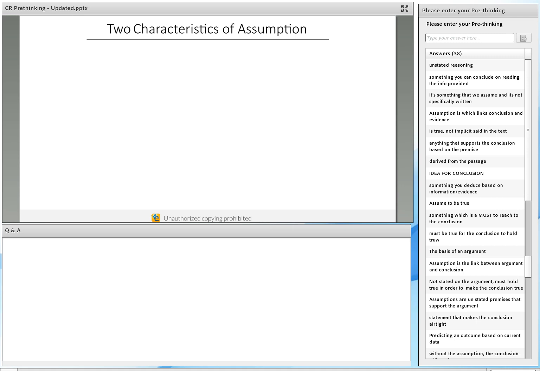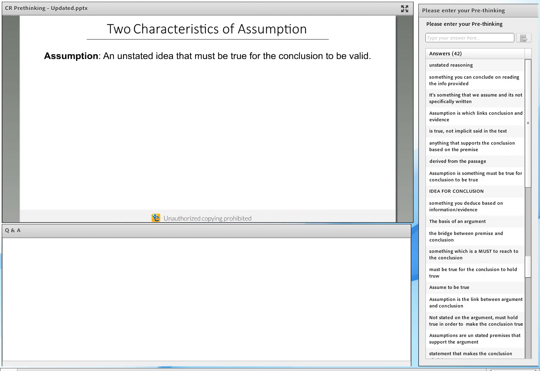Unstated reasoning, something that must be true, unstated premises that support, unstated information, information which is not given, information that completes the logic. Okay, so some good answers. Some of them are great answers. Others are answers that show, I would say, a roundabout understanding, not a super precise understanding.